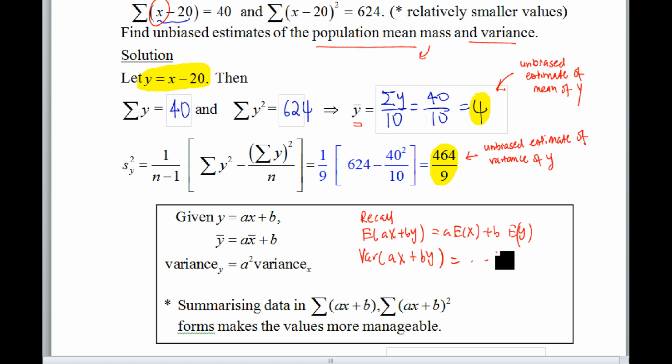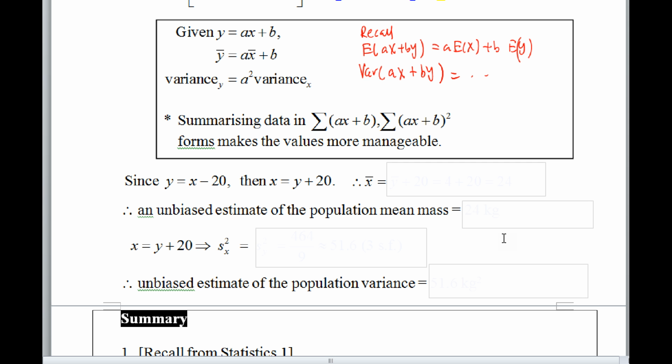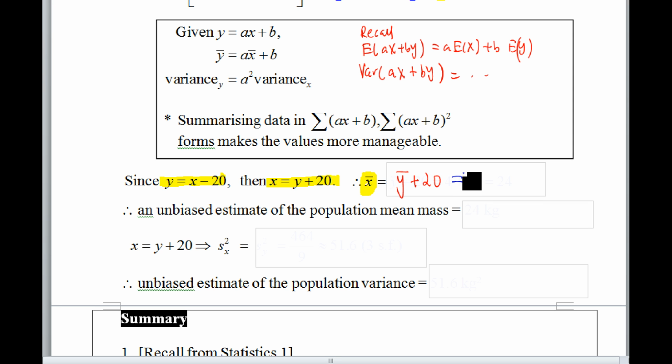It is not difficult to identify that now, if y is x minus 20, x is y plus 20, x bar now is actually y bar plus 20. So all you need to do is 4 plus 20, you get 24. Follow. So therefore this is 24.